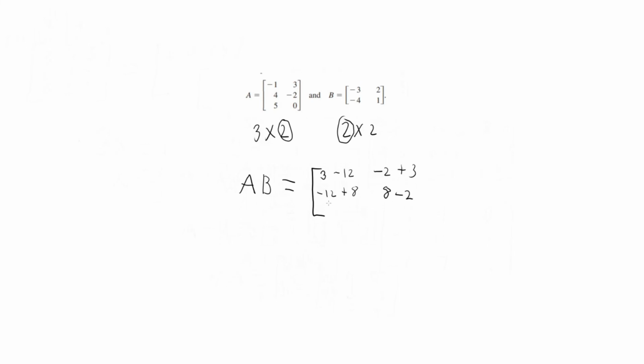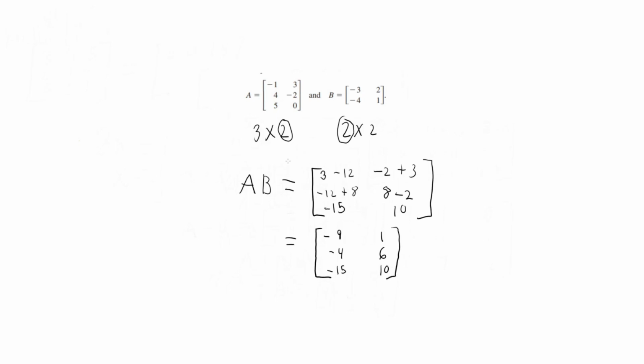Alright, so I'm going to quickly do the last two, -15, and then 10. So if we simplify this, our new matrix A times B is -9, 1, -4, 6, -15, 10.